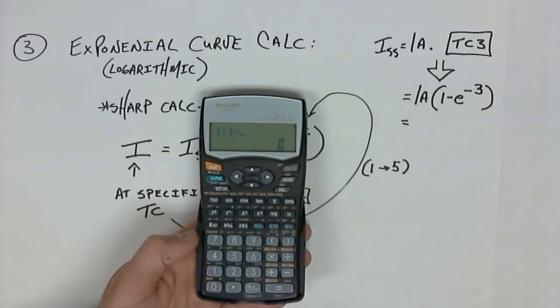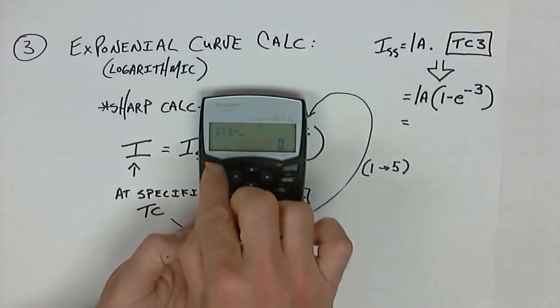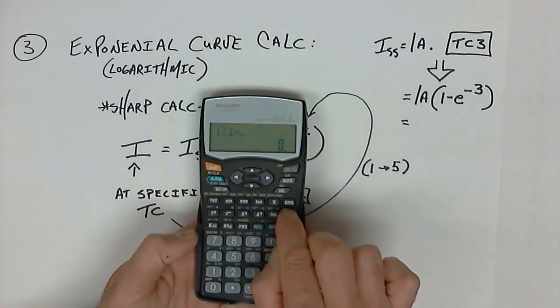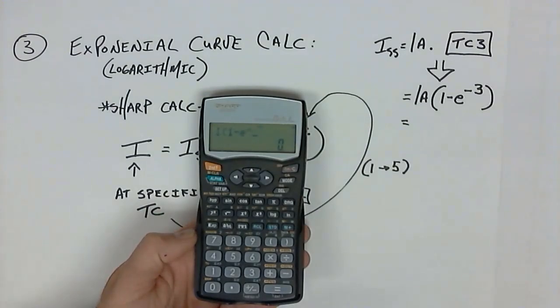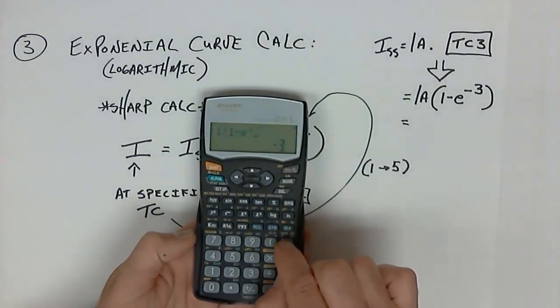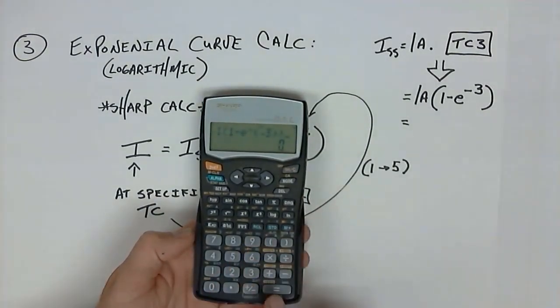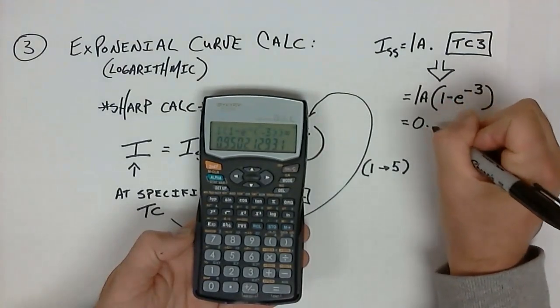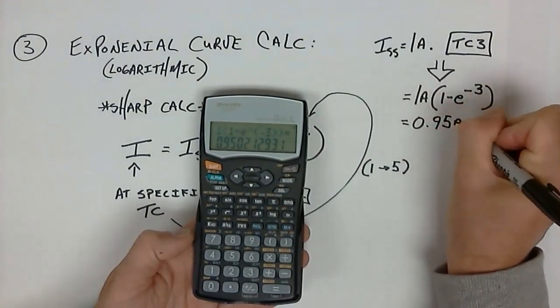Now I'm going to enter in second function and then the ln button. Second function, ln button is right here on my calculator. And then we're going to enter in negative 3. So here's the polarity button, negative, and the digit 3. We have to remember to close the bracket. And then we press the equal sign. And what it tells me is that I reach a value of 0.95 amps.